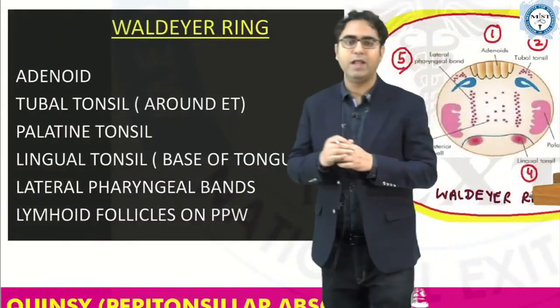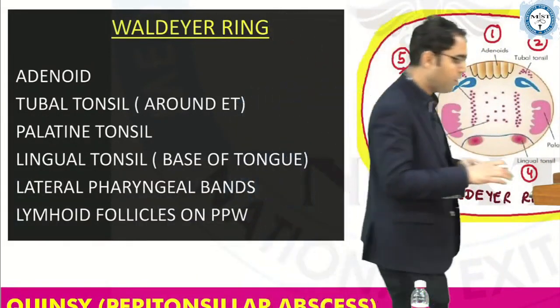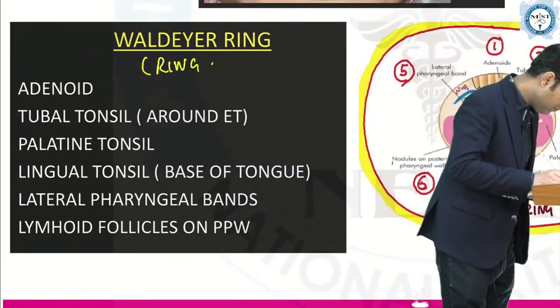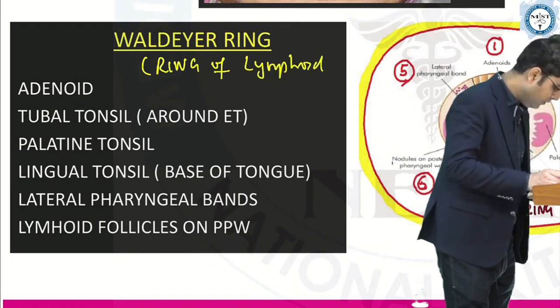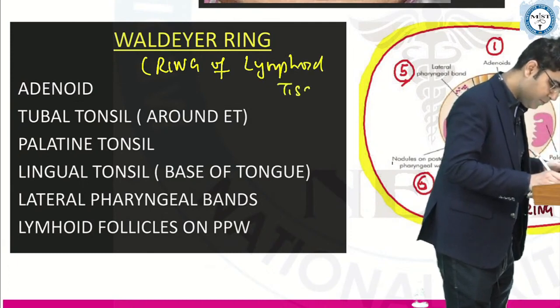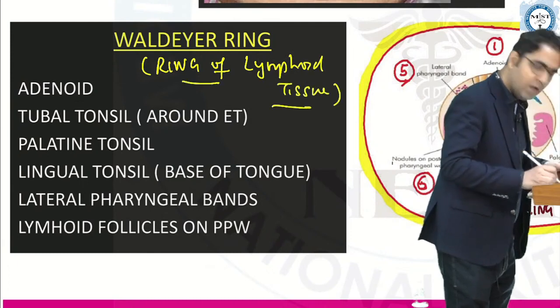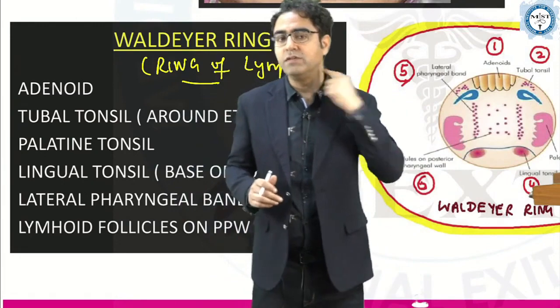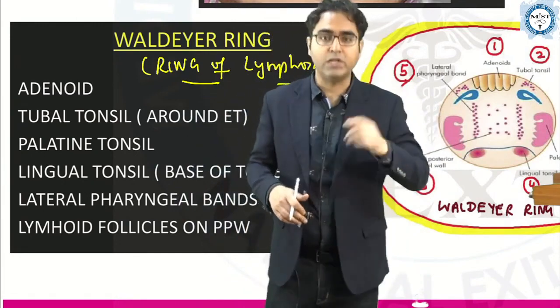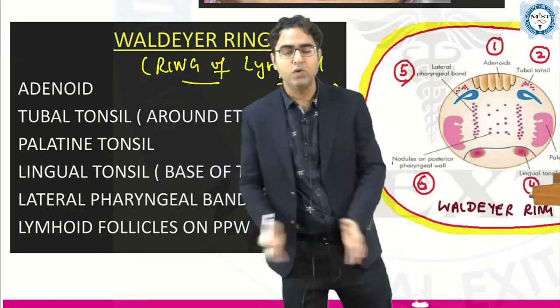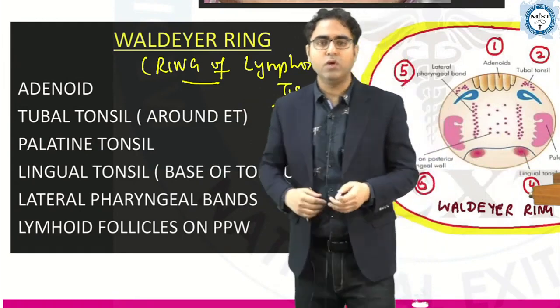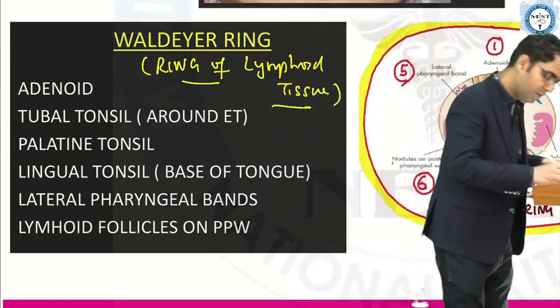Waldeyer's ring. Waldeyer's ring, write down. It's a ring of lymphoid tissue in the pharynx. I think by now you have seen there is a lot of lymphoid tissue in the pharynx. Adenoid is a lymphoid tissue. Tonsil is a lymphoid tissue. Lingual tonsil is a lymphoid tissue. All these make a defense ring in your system, and that ring of defense of lymphoid tissue is called Waldeyer's ring. It has 6 parts.